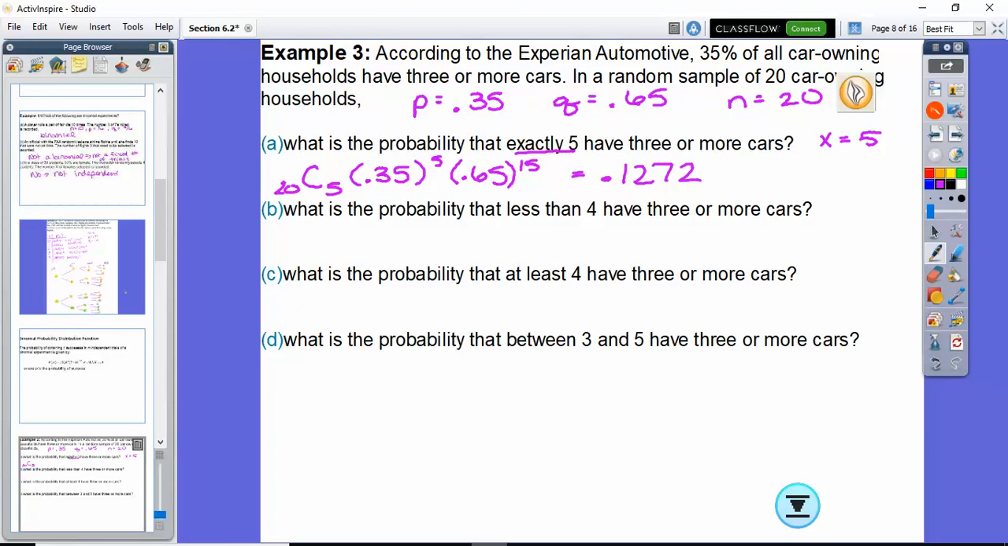So B, what's the probability that less than 4 have 3 or more cars? So if I want less than 4, that means my X could be 0 or 1 or 2 or 3, right? So we could calculate all 4 of those things, or we have the table, don't we? So could we get those 4 numbers from the table and add them together? Yes. All right, so let's look at our table.